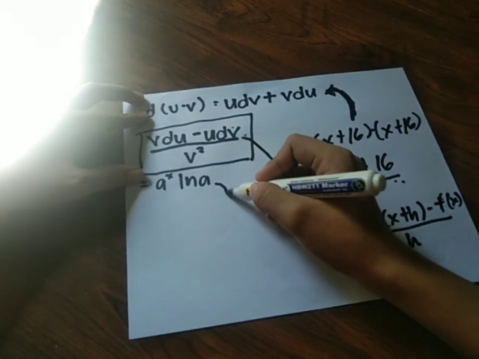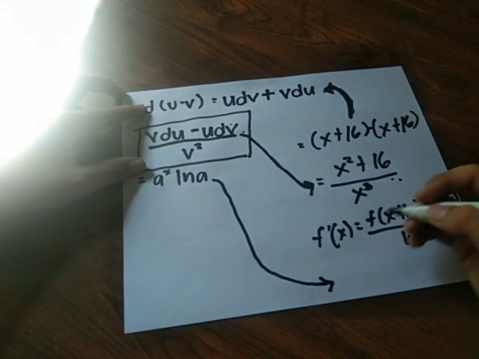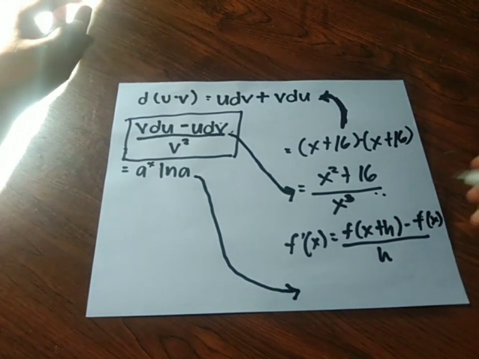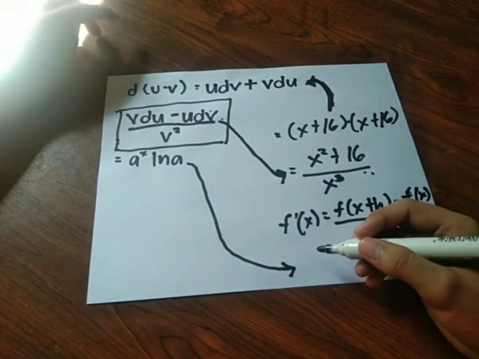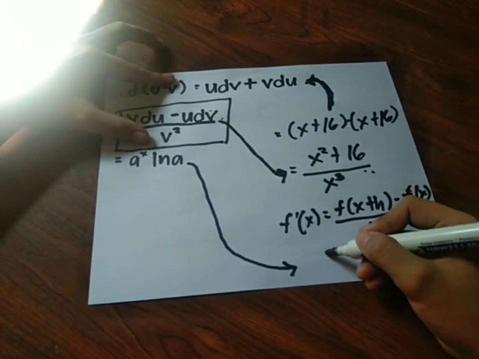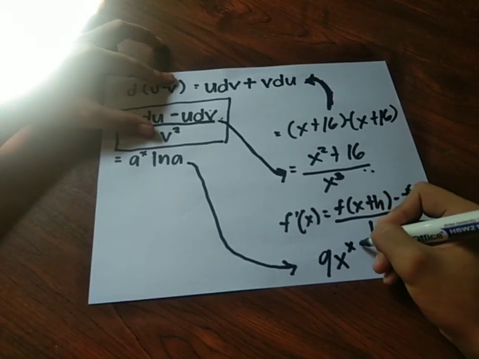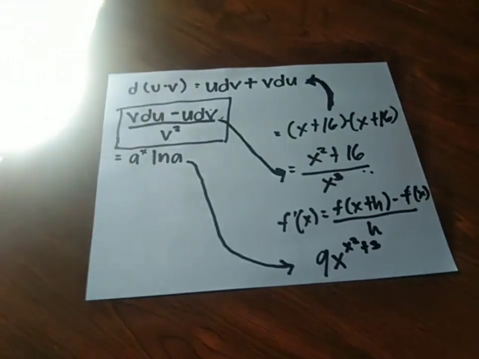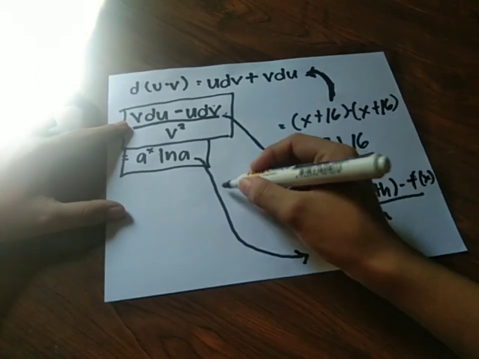And this one, actually this is two formulas. This is the shortcut in finding the derivative of an exponential function. For example, you have 9 raised to x squared plus 3. You can use this formula to find the derivative of this function.